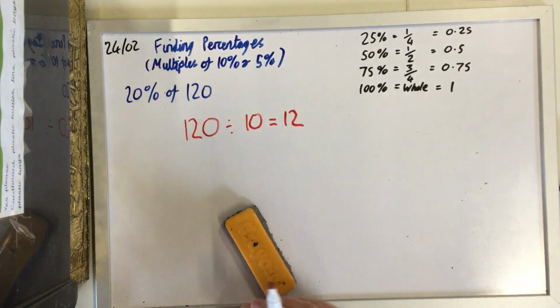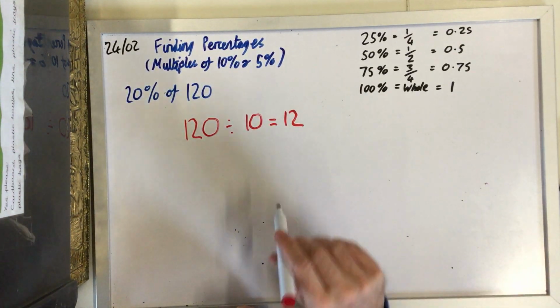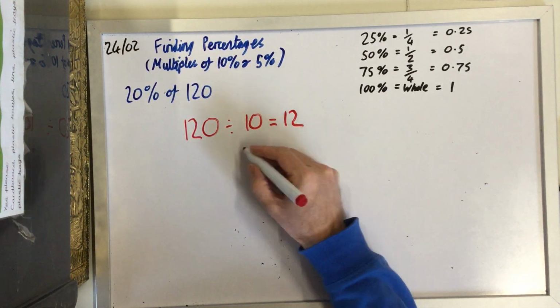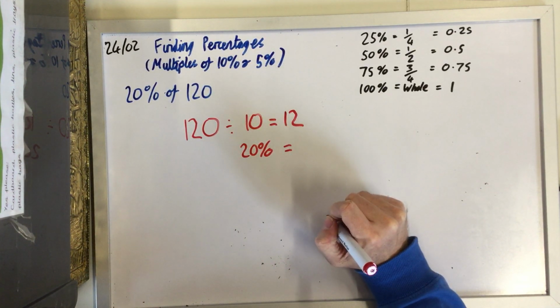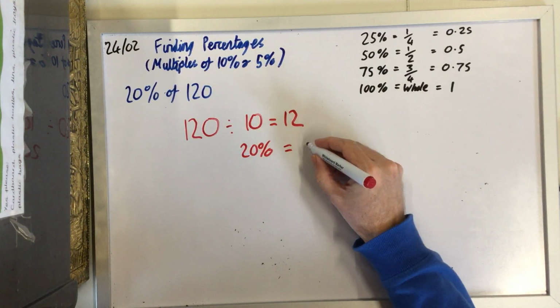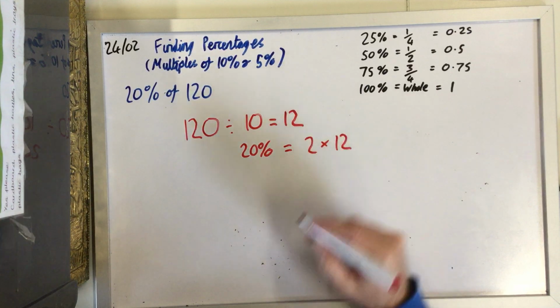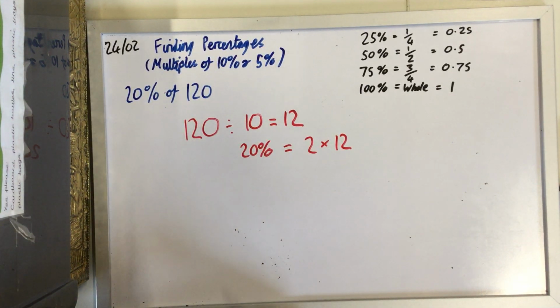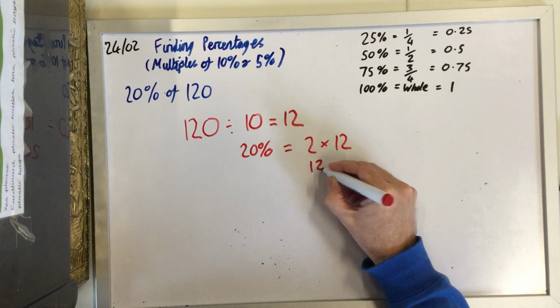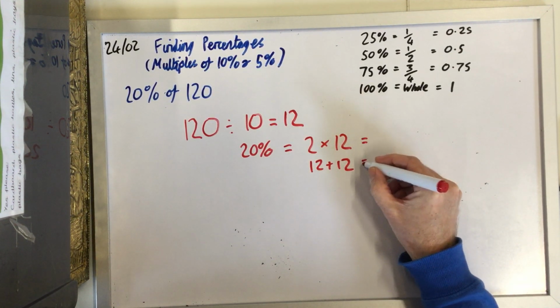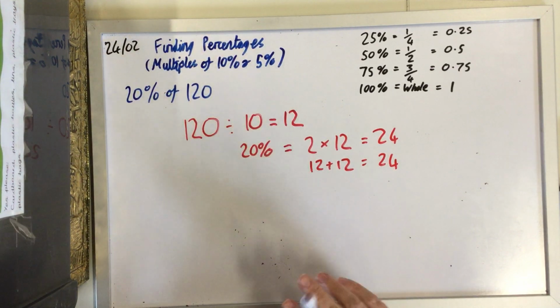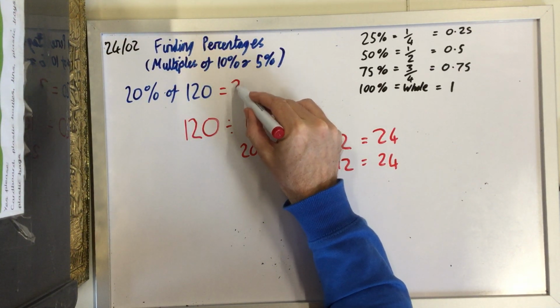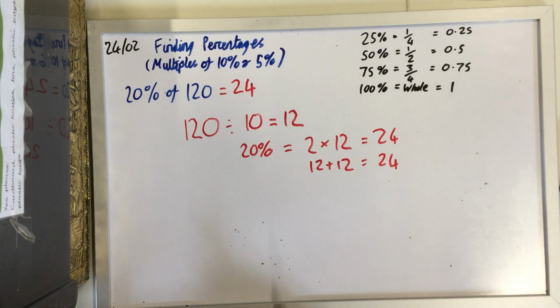So here we go, I can find 10%. If I want to find 20%, 20% is equal to double that, double 12. It's 2 lots of 10%. You can think of it as 2 times 12, or in this case 12 add 12. Either way, you'll get to the same answer, 24. So 20% of 120 would be 24. That's finding 10% and multiples of 10%.